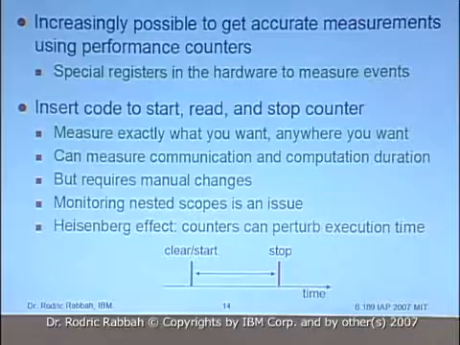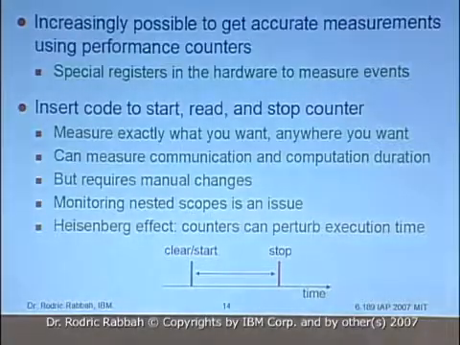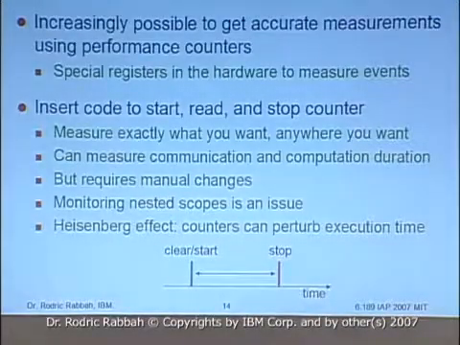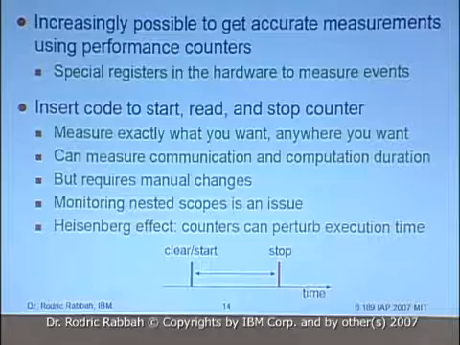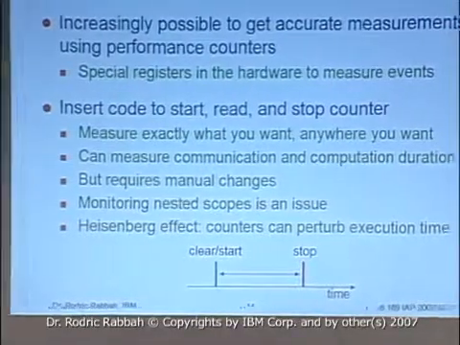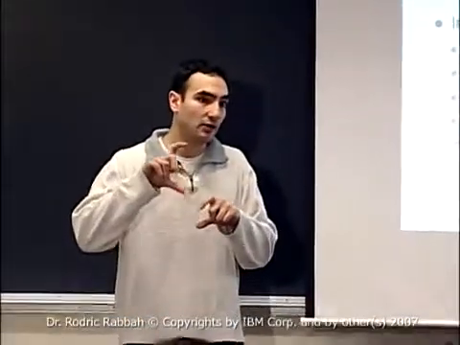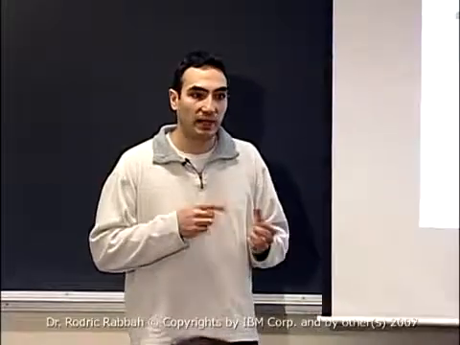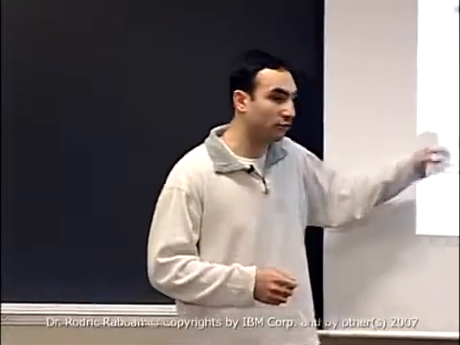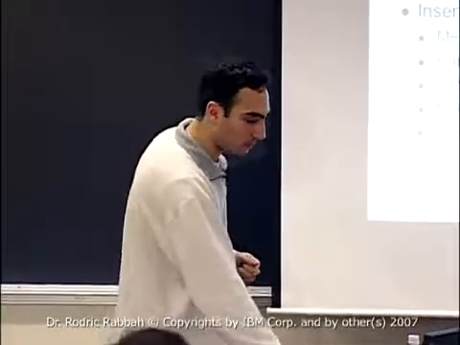But this really requires manual changes to your code, right? You have to go in there and insert the timers. You have to have maybe an idea of where the problem is. And you have the Heisenberg effect. If you have a loop and you want to measure code within the loop because you have a nested loop inside of that, then now you're affecting the performance of the outer loop. That can be problematic, right? So the Heisenberg effect says you can't really make an accurate measurement on the thing you're inspecting.